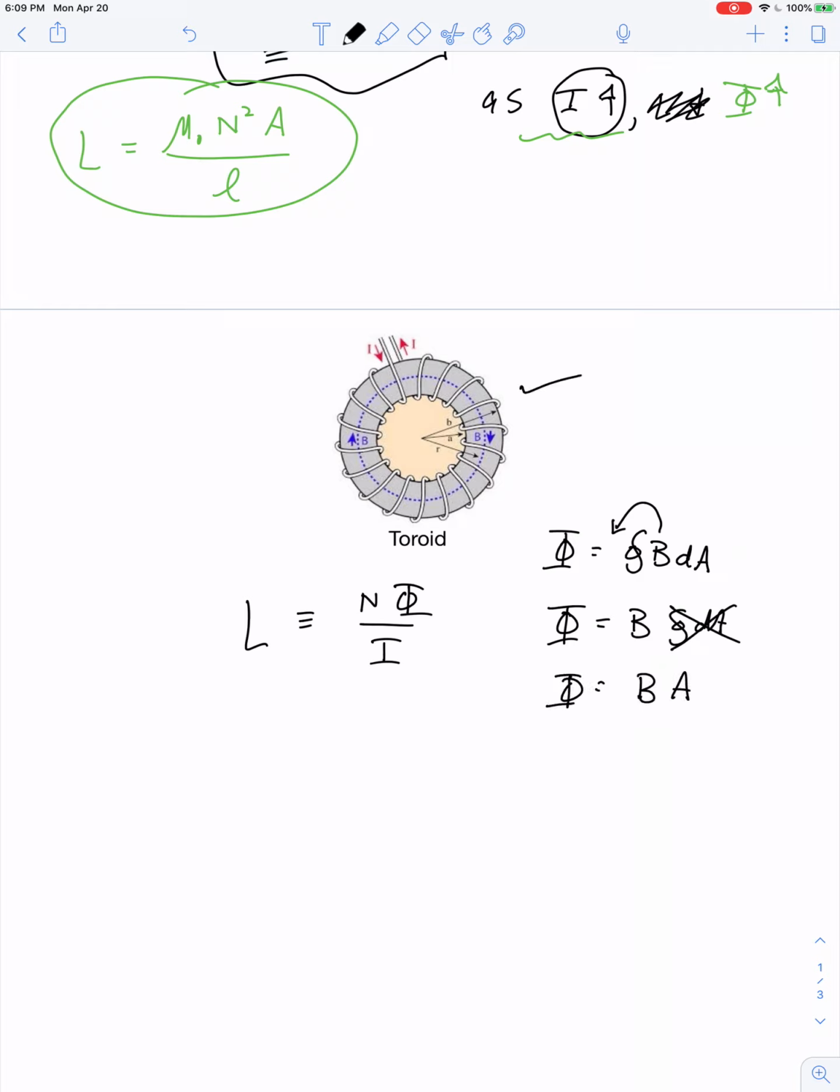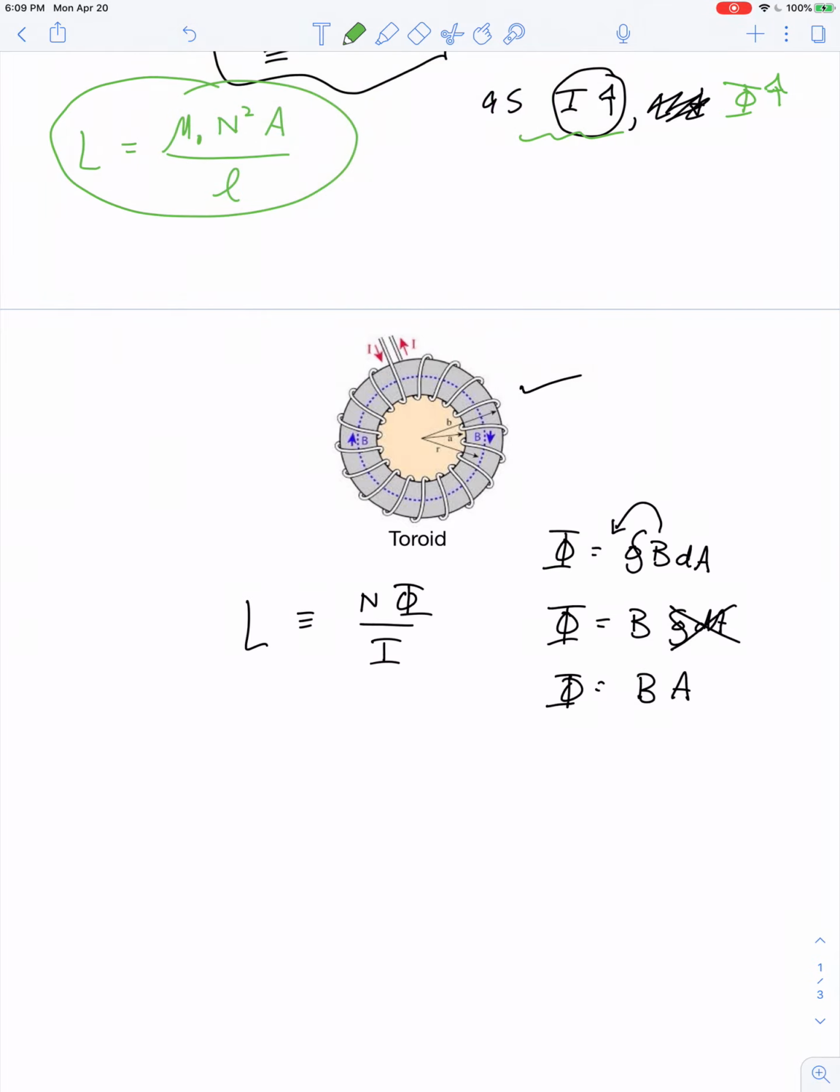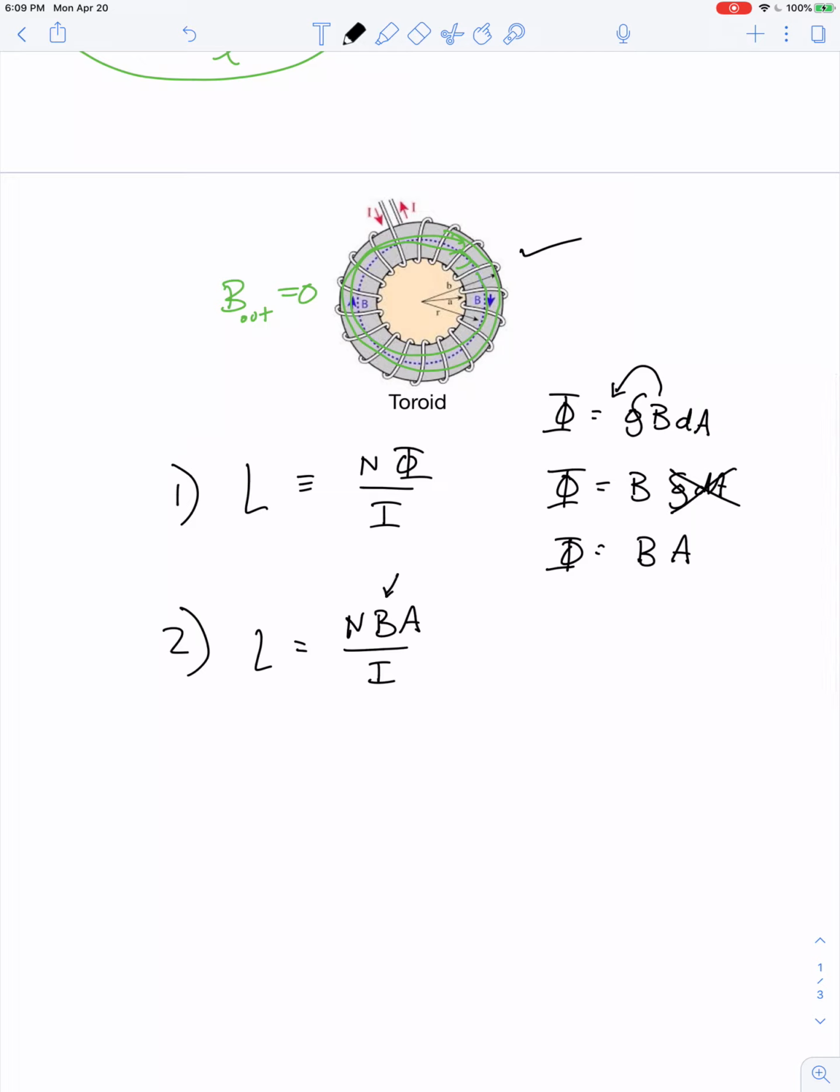So that's the beauty of a toroid. It's a shape that has a uniform magnetic field inside of it. And the thing about the toroid is the magnetic field lines are contained entirely within the toroid, and the magnetic field outside is equal to 0. Okay, so if we're starting with step 1 of our derivation, then in step 2, we can replace flux with the product of field and area. Now we have to determine what's the magnetic field in a toroid, and there we get to use Ampere's law.